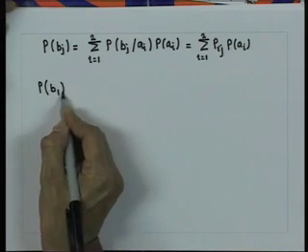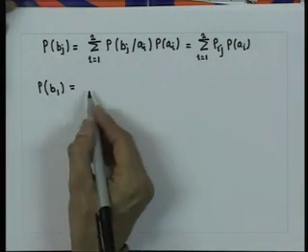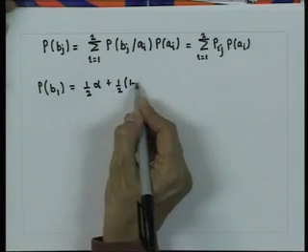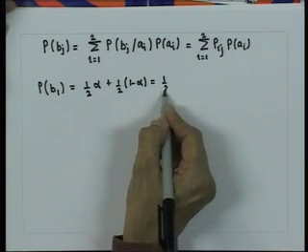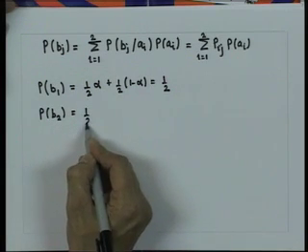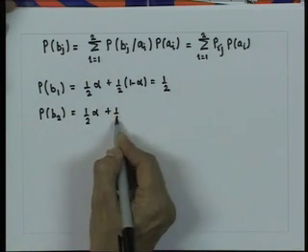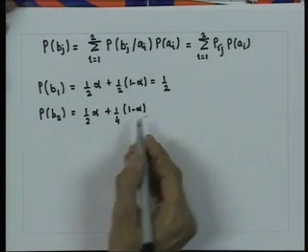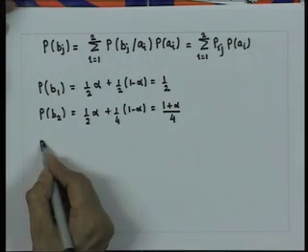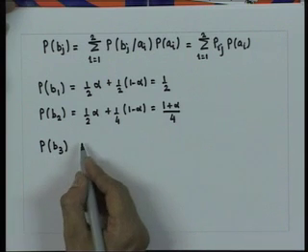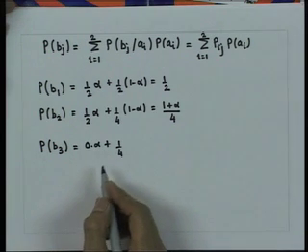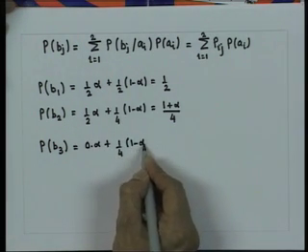For the given channel matrix, we can show that probability of B1 is equal to half alpha plus half (1 minus alpha), which is equal to half. Probability of B2 is equal to half alpha plus 1/4 (1 minus alpha), which is equal to (1 plus alpha) by 4, and finally, probability of B3 is equal to 0 multiplied by alpha plus 1/4 multiplied by (1 minus alpha).